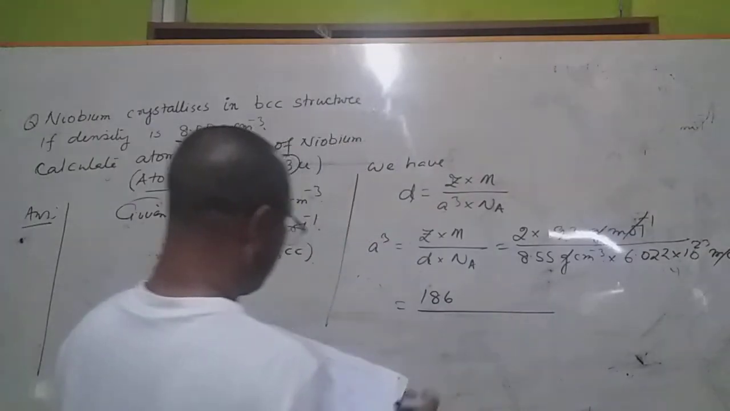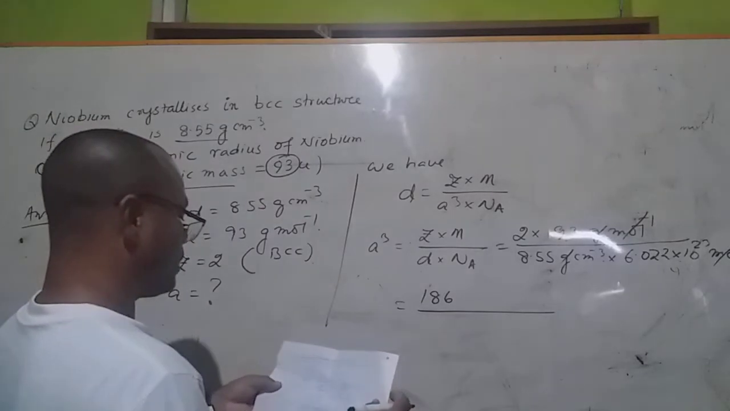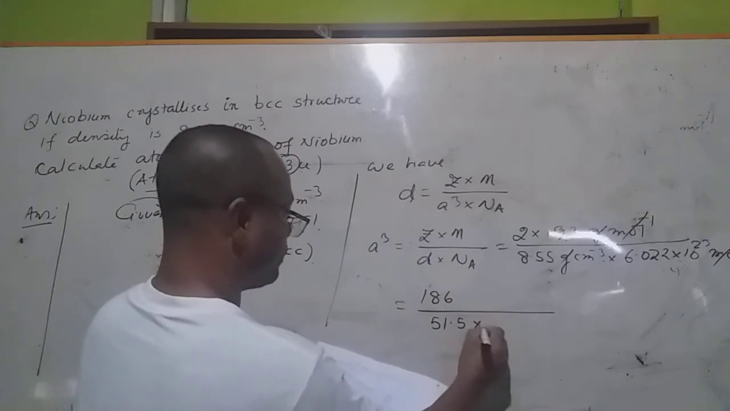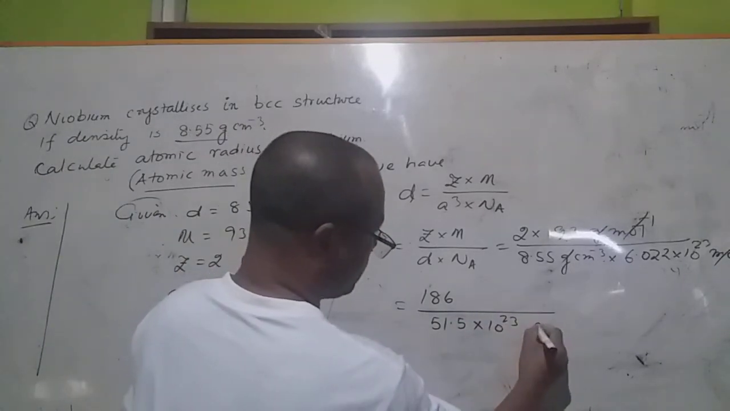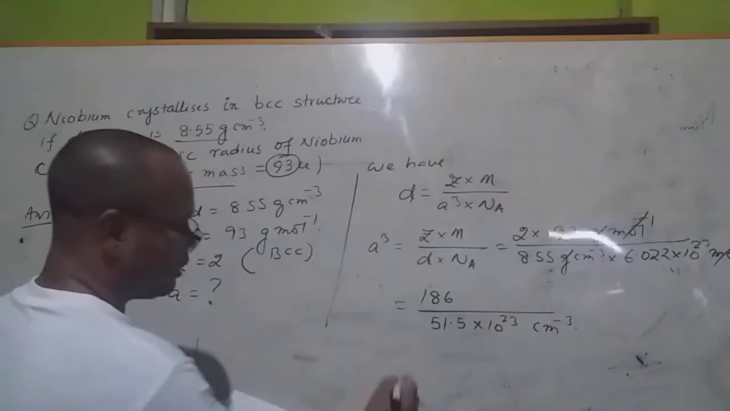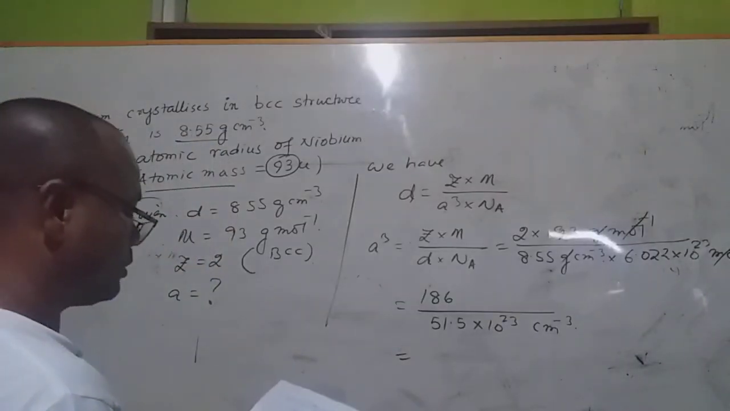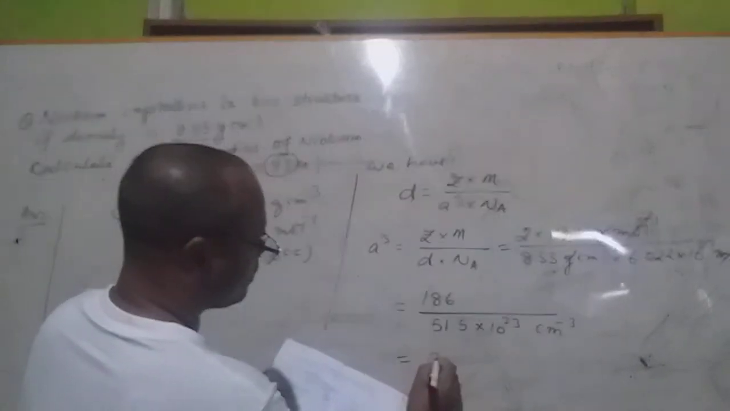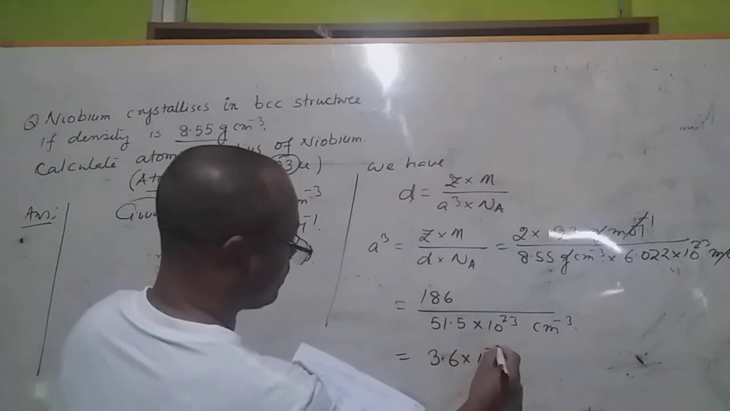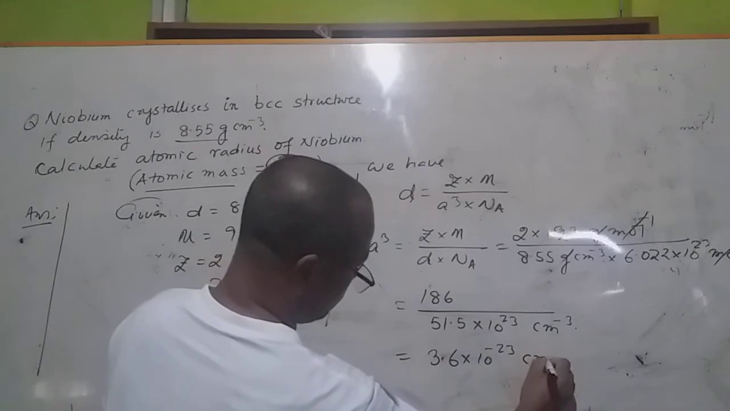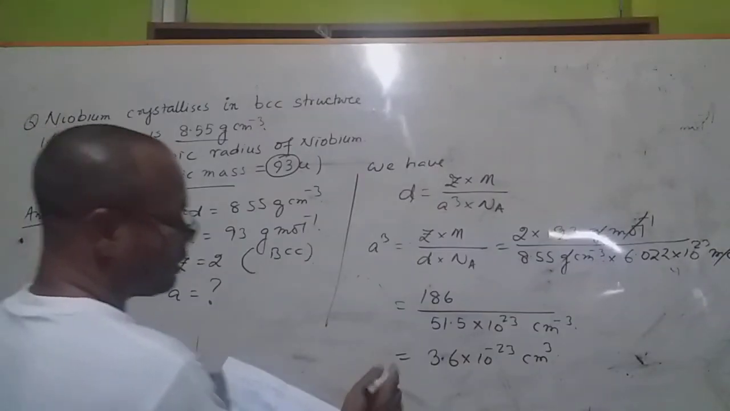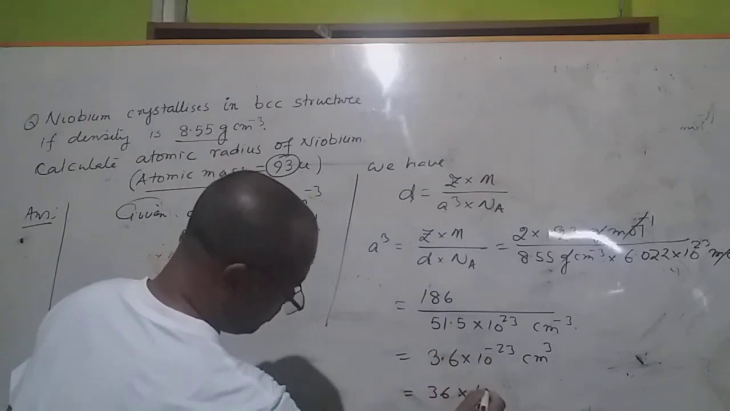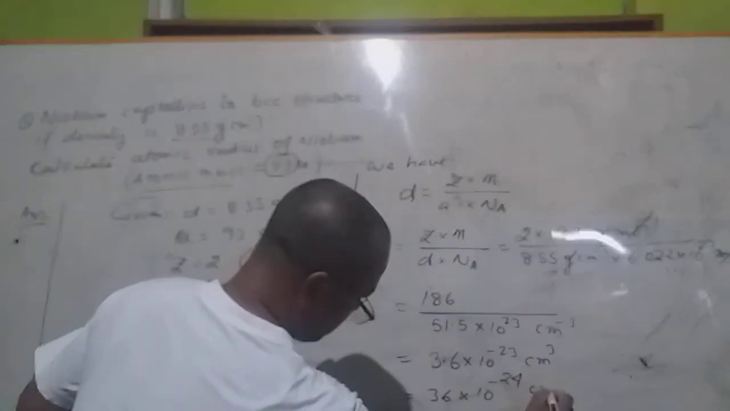This is right. Then after you do the calculation, what will be the answer found here? 51 point, so I took the rounding of 5 into 10 to the power 23. Now it remains centimeter inverse cube. When we do the calculation, that is 3.6 into 10 to the power minus 23 centimeter cube. And now after we calculate, this decimal place can be brought here, then it will be 36 into 10 to the power minus 24 centimeter cube.